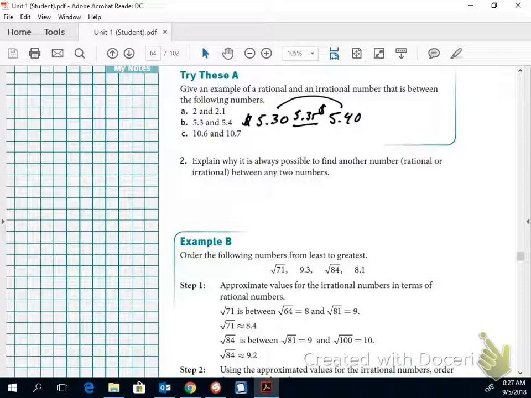I'll take it. Indy, give me something that falls between 10 and 6/10 and 10 and 7/10. 10.61. I like it. Now, Isaac asked this question. Why is it always possible to find something between the two of them? Because of the hundreds place. Okay, I like it.